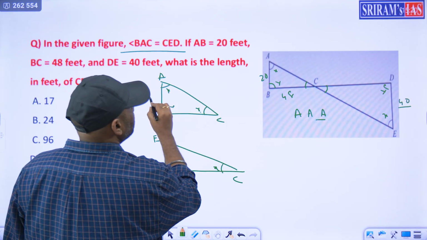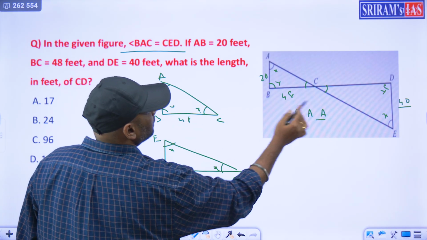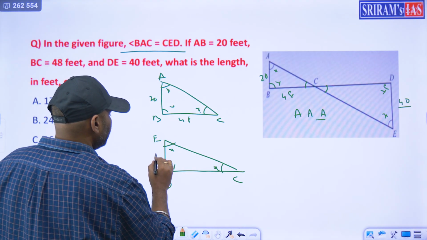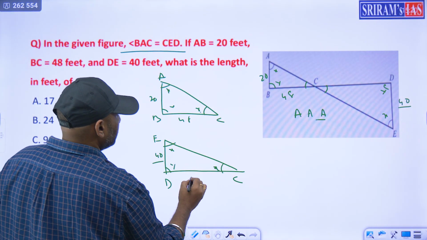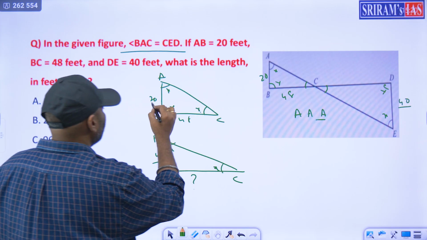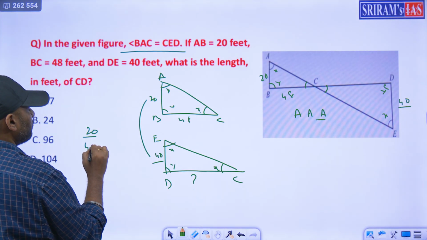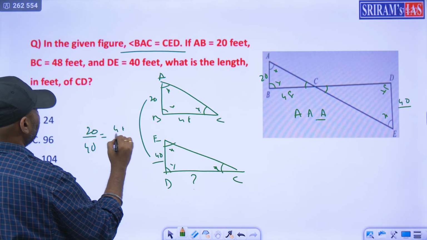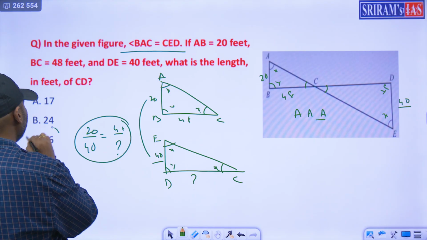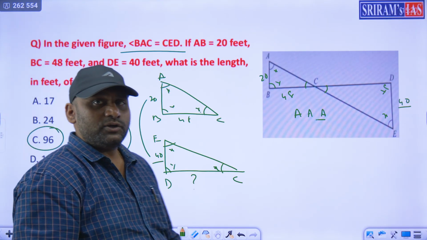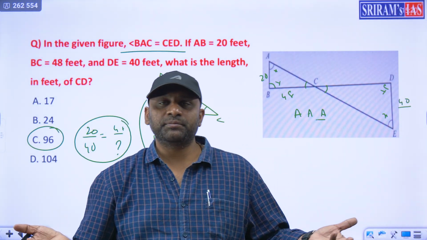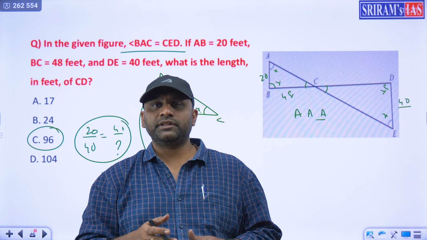He has given this AB as 20 and this is 48. And DE is 40. Therefore, how much is this one? If you observe this ratio, 20 by 40 should be same as 48 by dash. Therefore, the dash will be 96. Less than 2 minutes, we solve the problem. Simple. Use similarities, basic proportionality theorem, AA properties.